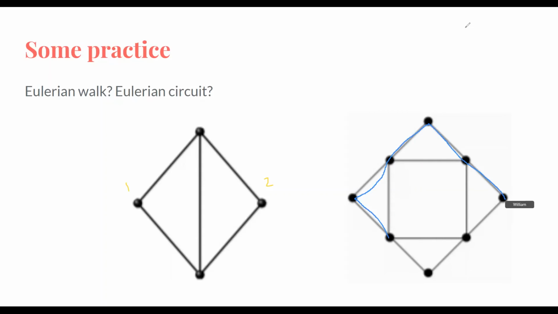Someone asked, can you repeat what you just said? Yeah, so basically for an Eulerian walk, you can have vertices of odd degree, but the vertices of odd degree must be the start and end point. So the start and end point will have odd degree, and all the other points on the graph will have even degree for an Eulerian walk.